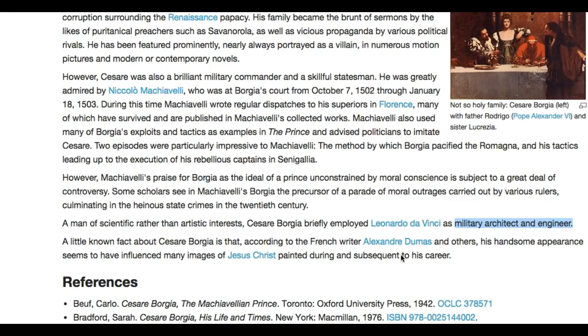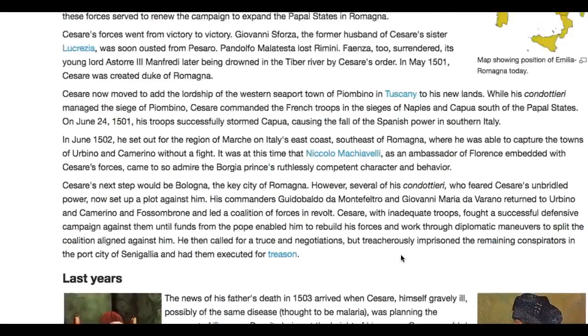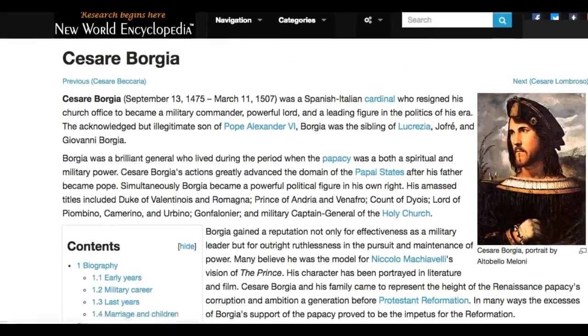Is it a coincidence, or does it strike you odd and suspicious that he would hire and employ Leonardo da Vinci, the same man who painted the Last Supper and many other religious icons and religious pictures during this time? Is that a coincidence at all? Not only that, but you can even see his appearance right here. Who does he look close to?